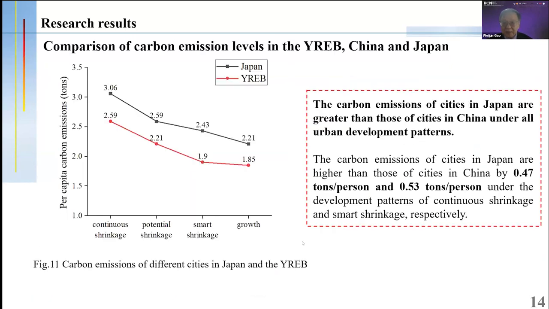But if we compare these two countries, we can find the carbon emission and the different urban development in China and Japan. The per capita carbon emission of Japanese cities is larger than those of Chinese cities, in all four types of city development pattern.